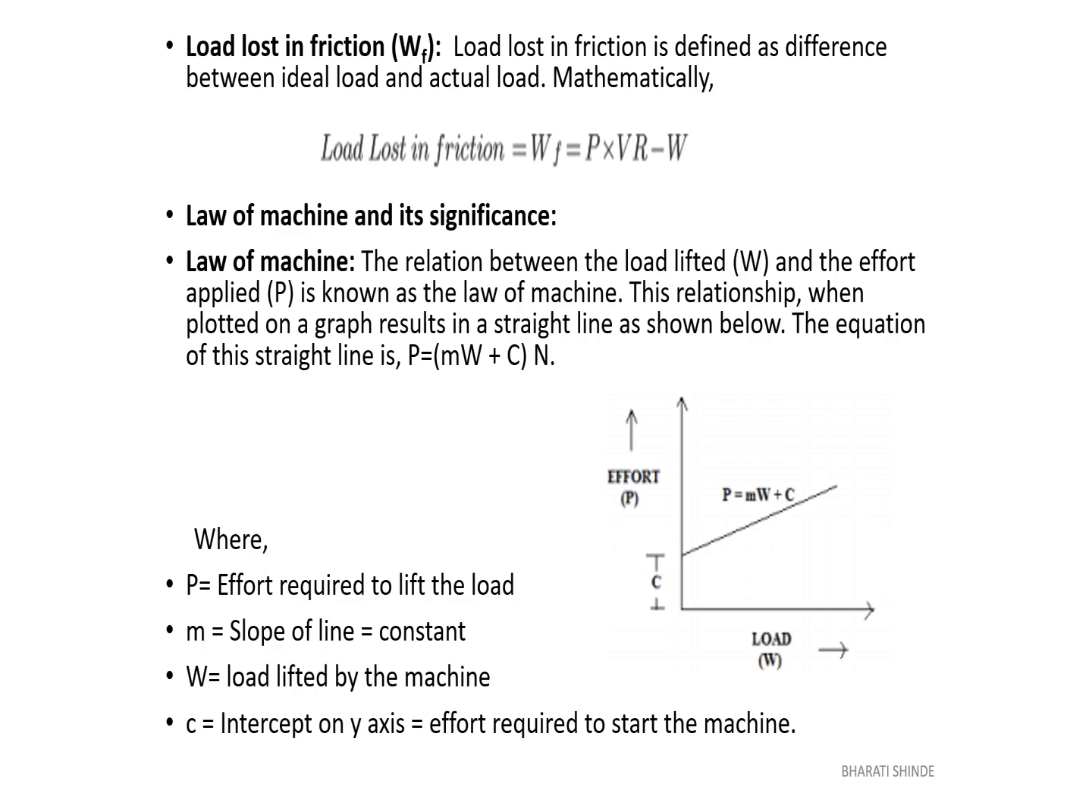Next term, load lost in friction, and it is denoted by WF, and is defined as the difference between ideal load and actual load. So mathematically we can show it as load lost in friction, WF, is equal to the product P into VR minus W.